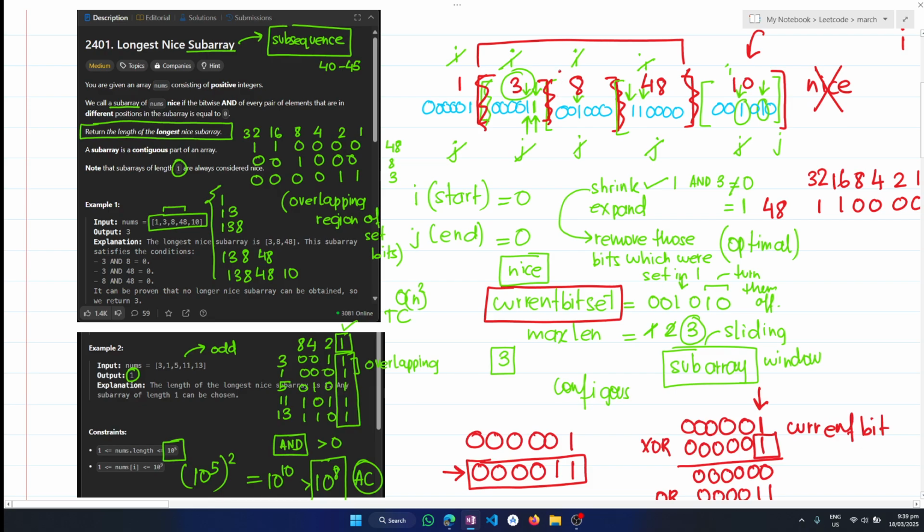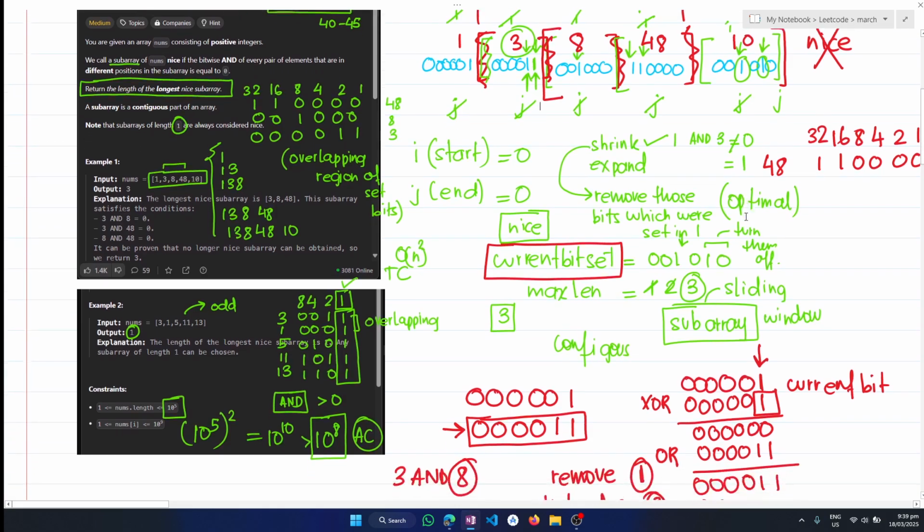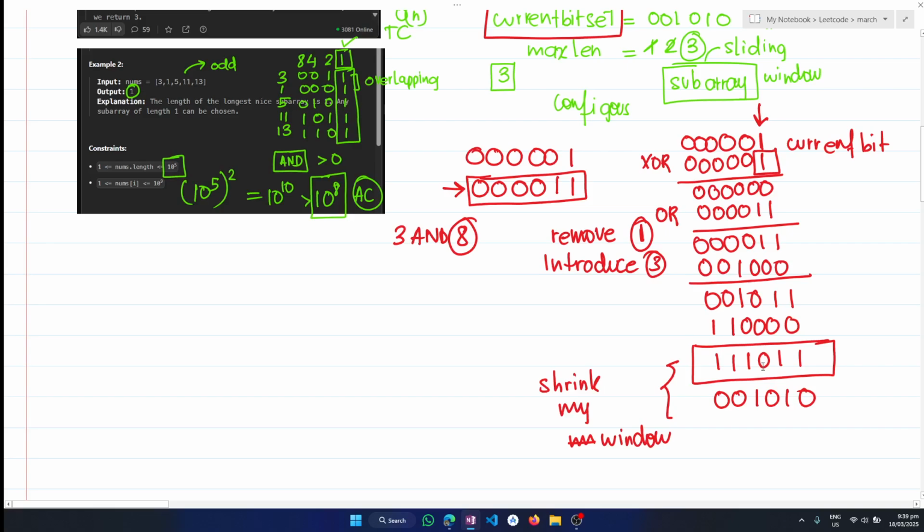The very first thing which I do is I remove 3. How do I remove 3? This is very important. Listen to this very carefully. It's a very important learning point for you. This is my current bit set, isn't it? I take the XOR with 3. When I take the XOR with 3, these two bits are going to turn themselves off. And then when these two bits turn themselves off, that means that I have successfully removed 3.